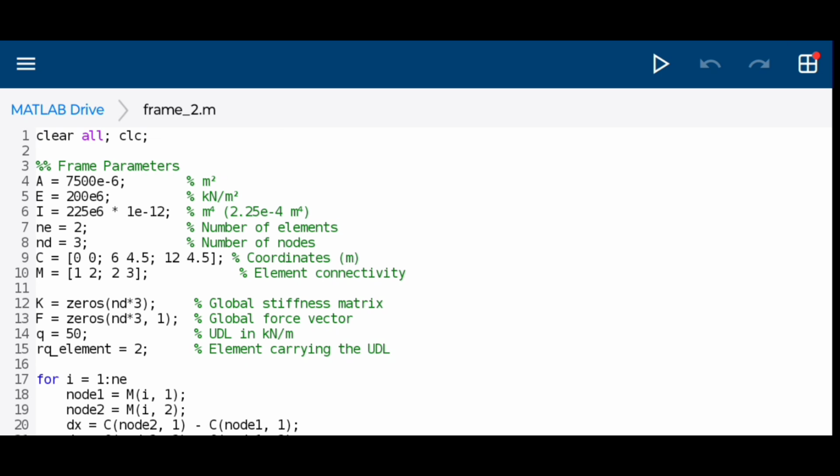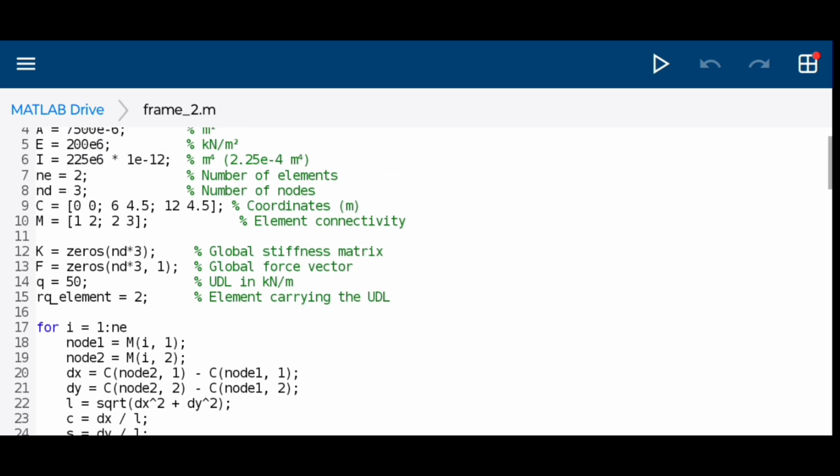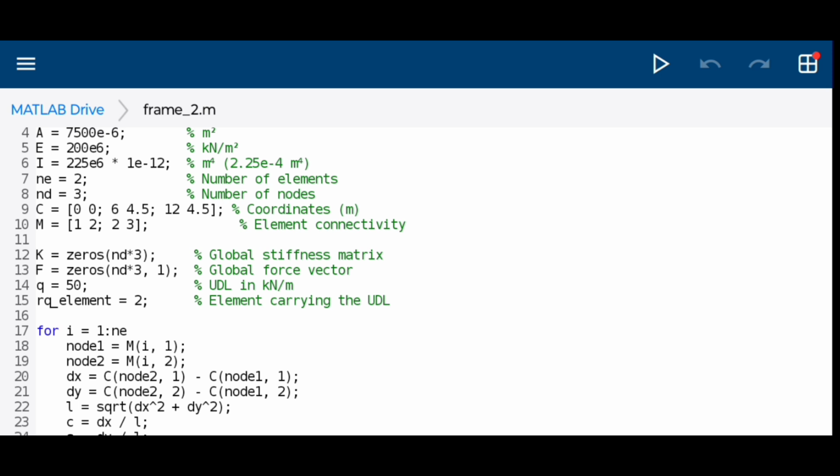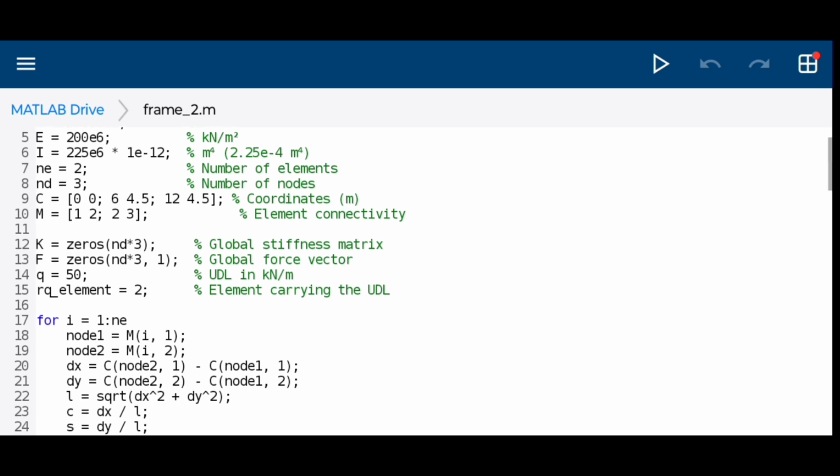Now we are onto the MATLAB part of the problem. First, as I have already discussed, we will define these constants, which are area of cross section, Young's modulus, inertia, and the number of elements, that is 2 for this problem. As I have shown the problem to you, element 1 is an inclined member, and element 2 is a horizontal member. After this we will also get the number of nodes, which in this problem is equal to NE plus 1, which is 3.